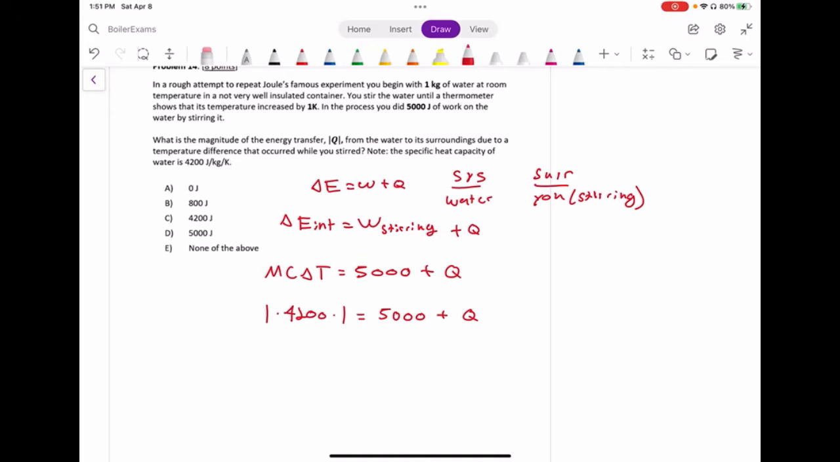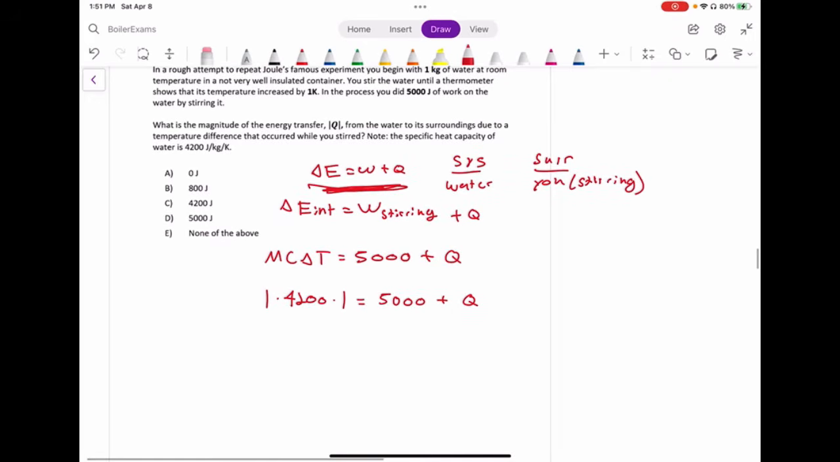There we go. So this is the full form of the energy principle. I just forgot the Q at the end, which is ironically what we're solving for. So we're going to get 4,200 equals 5,000 plus Q. Q equals negative 800. That points to B, obviously, but our sign's wrong.